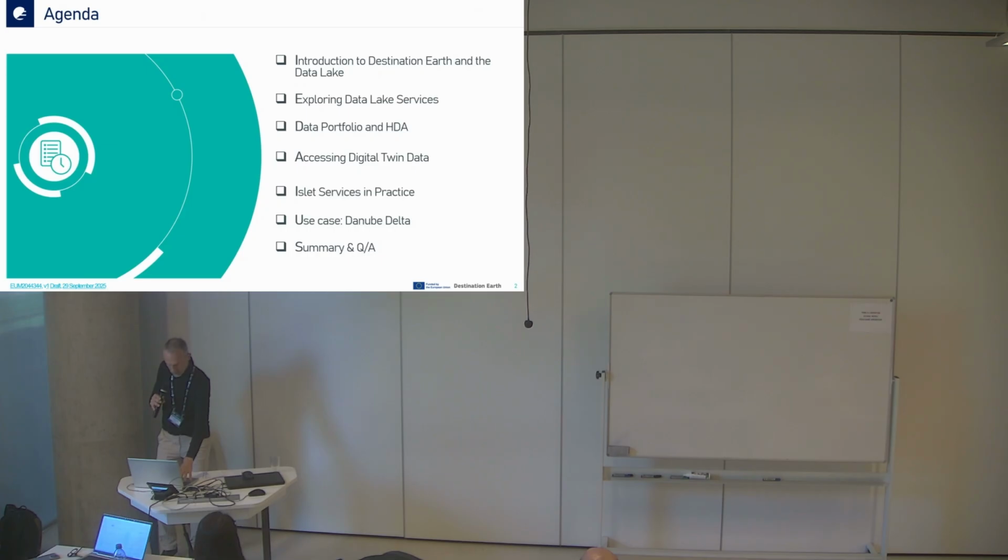I'll tell you a little bit more about it. At the beginning, there is an introduction for the people who don't know what Destination Earth is or have only vaguely heard about it. Then we drill down into the element of the data lake itself, which is done by EUMETSAT. We discover the data portfolio, then, in the context of the data portfolio, harmonized data access. Then we will explore how to access digital twin outputs from Destination Earth. Then we have something called the ISLET service, a particular service in the data lake that people can use for their projects. And we also have a use case presentation.